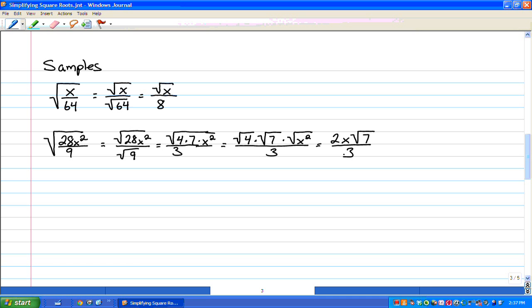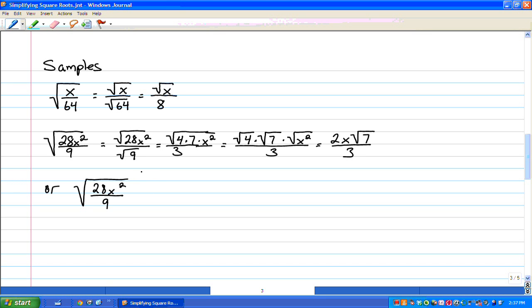And I want to show this one to you because this is a great method when the numbers are large, like they might be on your test, for example. Hint, hint, wink, wink. All right, so I'll write down, you could do this. The square root of 28x squared over 9.